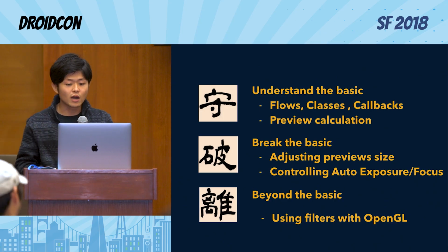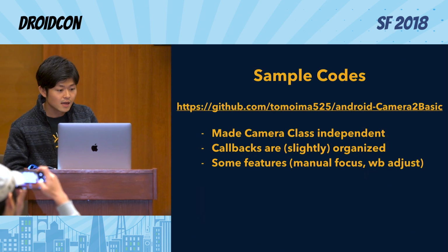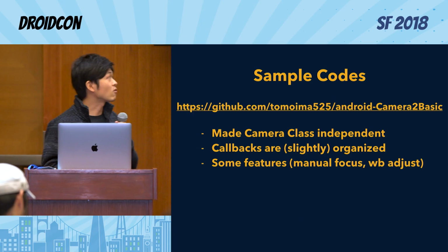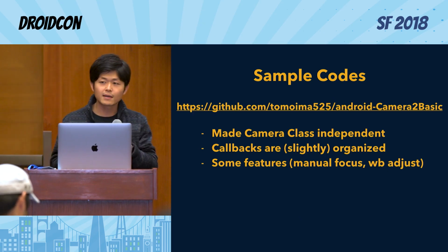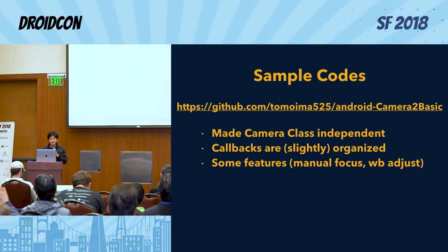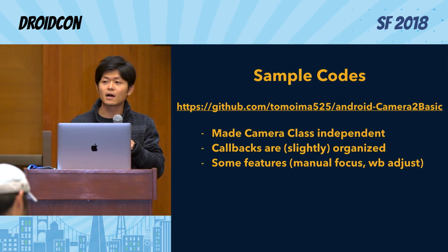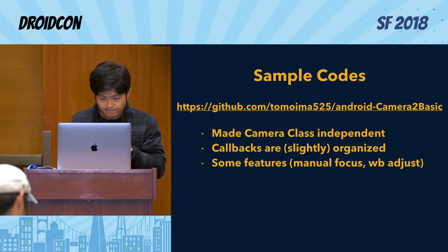I want to dive into more advanced topics using OpenGL. For reference, I have created a sample code, which I forked from the Camera2 Basic sample from Google. I made it slightly better. I made the camera class independent, and the callbacks are slightly reorganized so that it's easier to follow. I also added some features like manual focus and white balance adjustment, and some Kotlin extensions to simplify the code base.